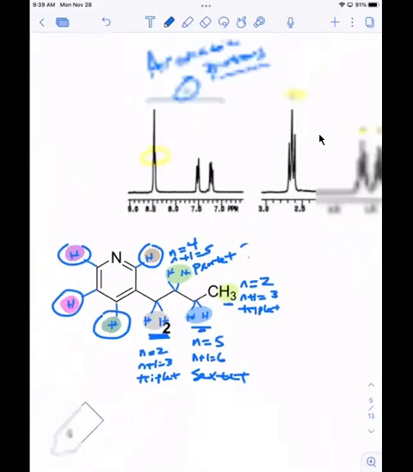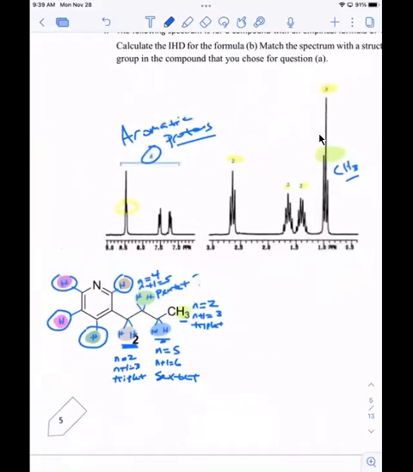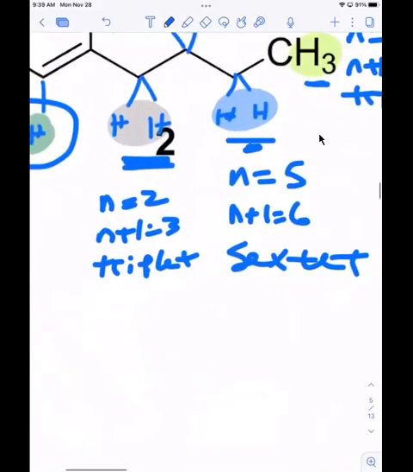The difference in those 2 triplets, or there are two differences. One is the integration. One is integrating for 3, the other one is for 2. But then the other difference is the chemical shift, because that CH2 is closer to the ring, it's going to be more de-shielded. That's why it's further downfield.